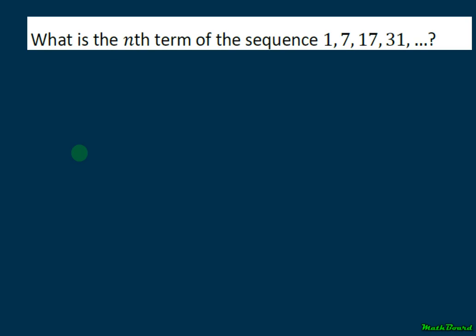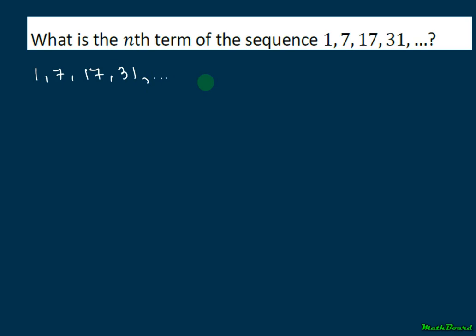What is the nth term of the sequence 1, 7, 17, 31? So 1, 7, 17, 31. If we divide, the quotient is not common, therefore this is not geometric.